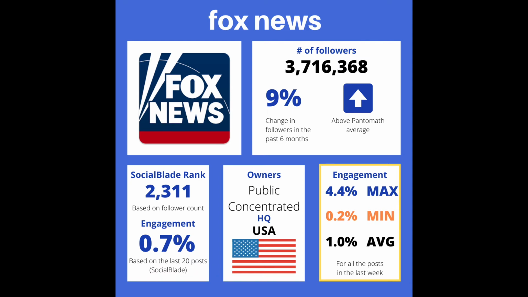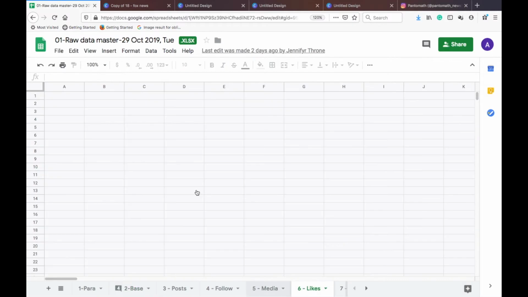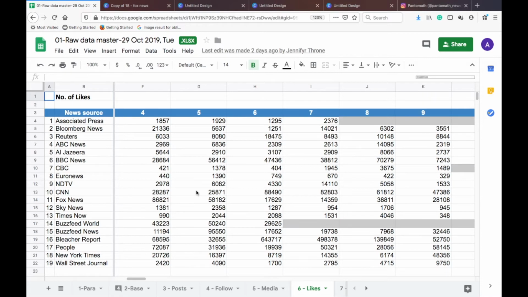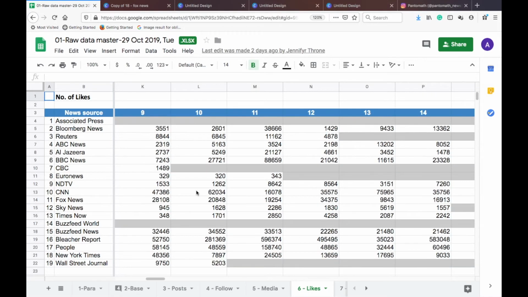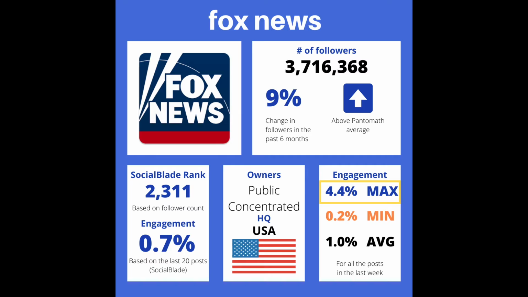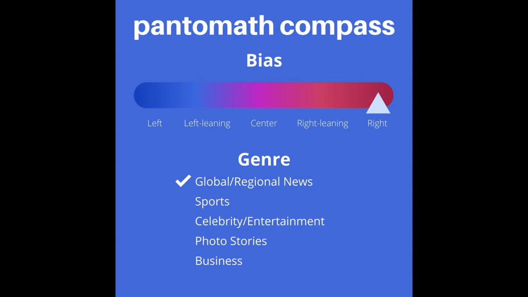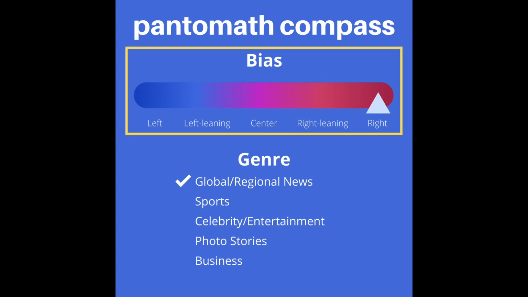We looked at everything that each source had posted in a week, and we recorded how many likes it had. Then we calculated the engagement rate. The max engagement rate is the highest value from all of those posts, and the min rate is the lowest. Next slide. There's 2 parts to this slide: the bias slider and the list of genres.